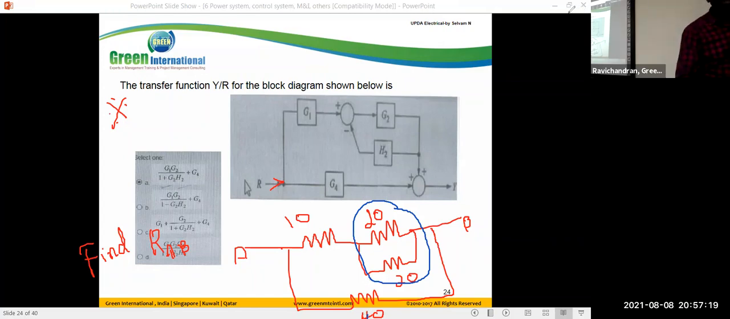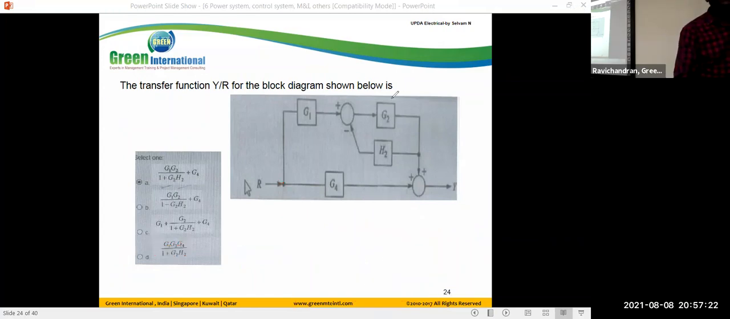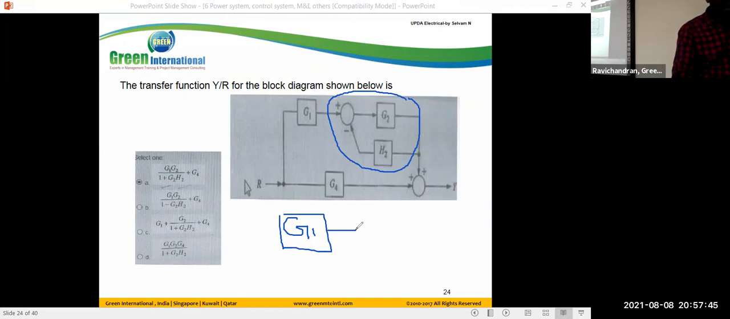Similar logic, see here. First you solve this. Here G2, here H2. That is, this is open loop systems. What is the formula? G1, this, becomes G2 divided by 1 plus G2 H2. Correct?